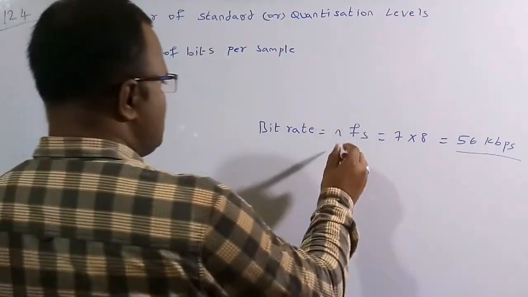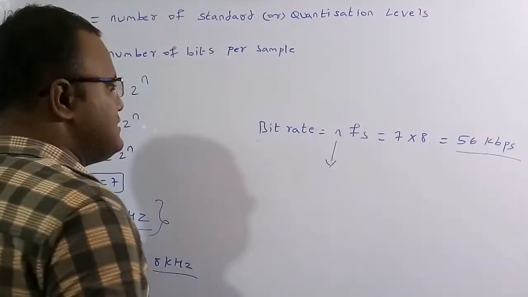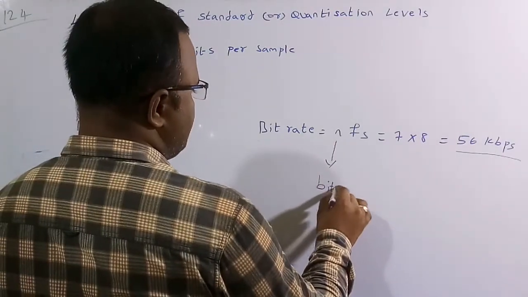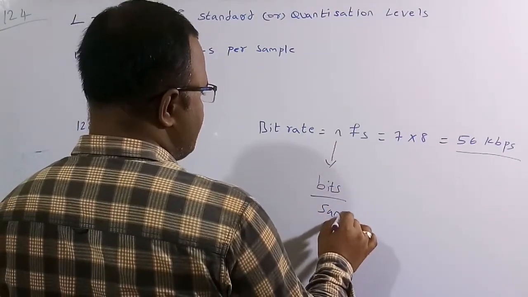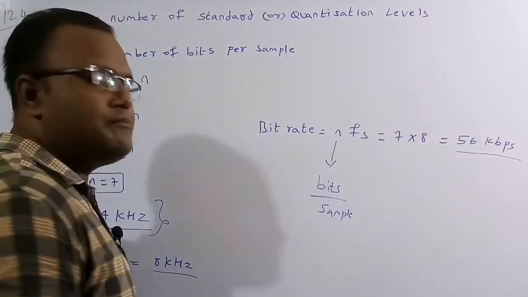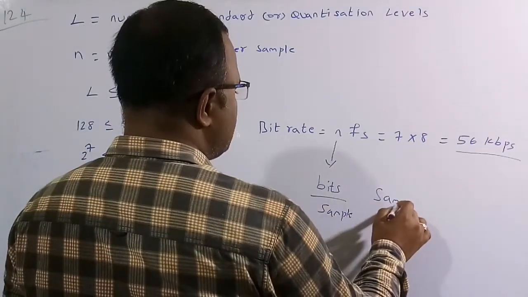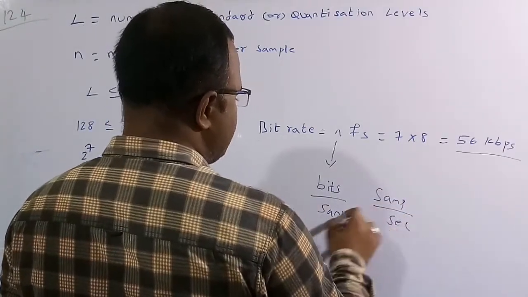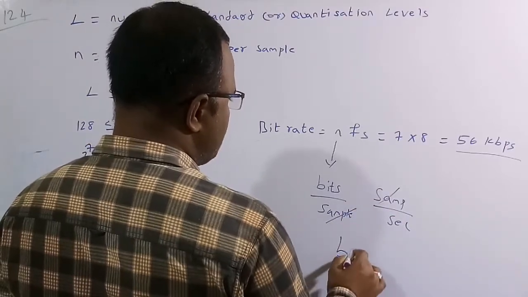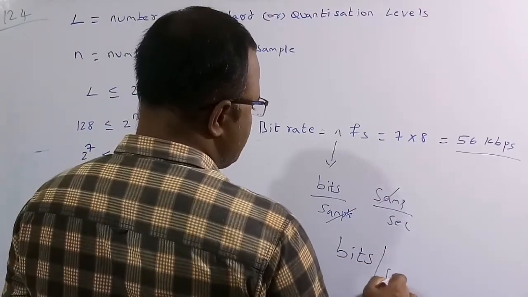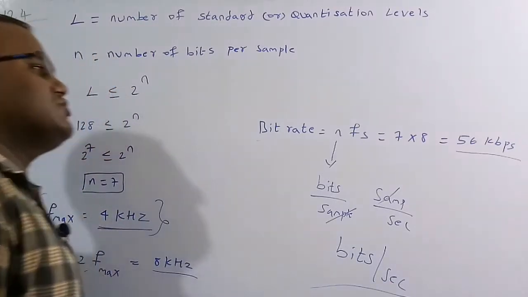Therefore the unit of n is number of bits per sample, and fs is called the sampling frequency, meaning the number of samples per second. So if you do the multiplication, the samples cancel out. Therefore the unit of the bitrate is bits per second. So this is the correct solution of this question.